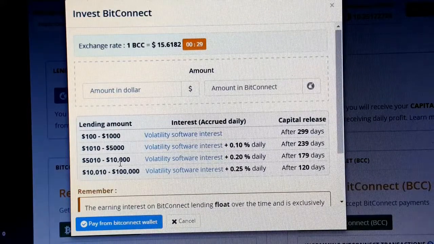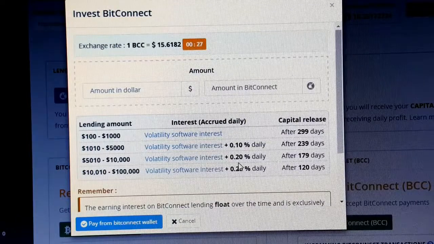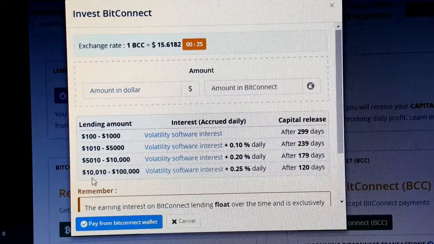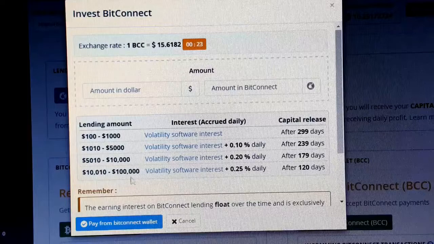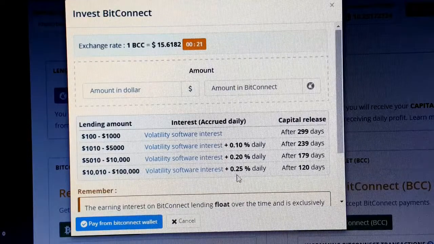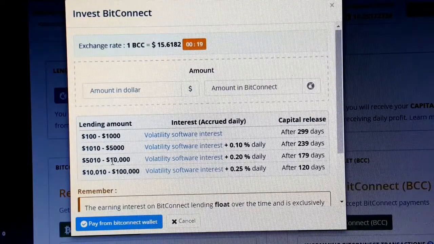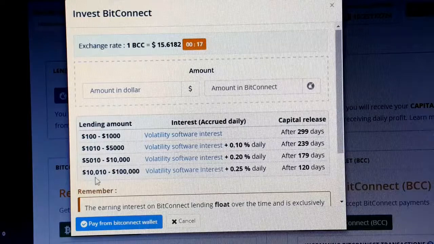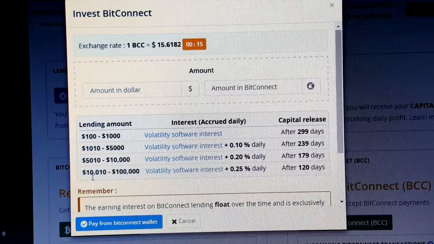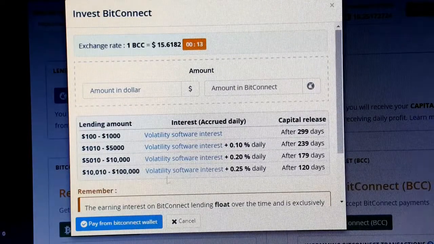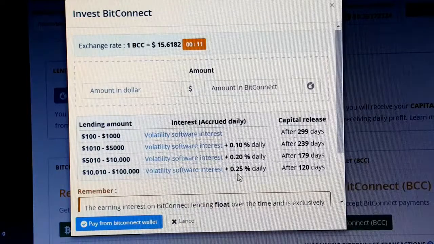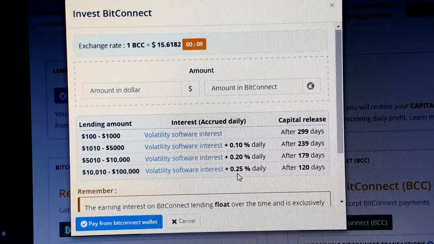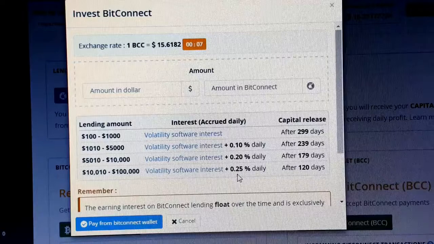If I go 10,000, then I get 0.2%. If I go $10,010 to 100,000, I get 0.25%. So obviously, if you're going to lend out 10,000, you might as well just go ahead and lend out 10,010, right? So you'll get guaranteed $25 a day in interest, guaranteed.